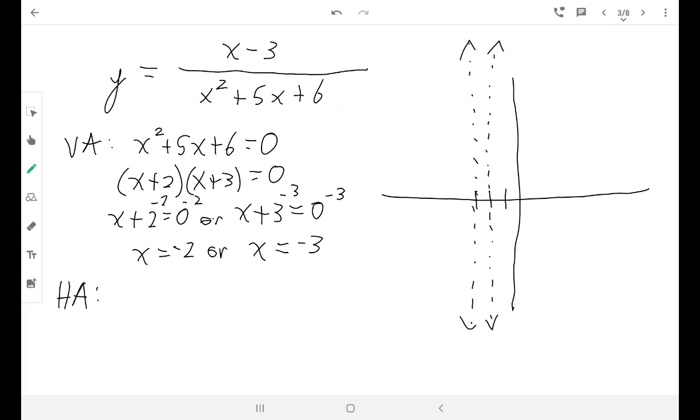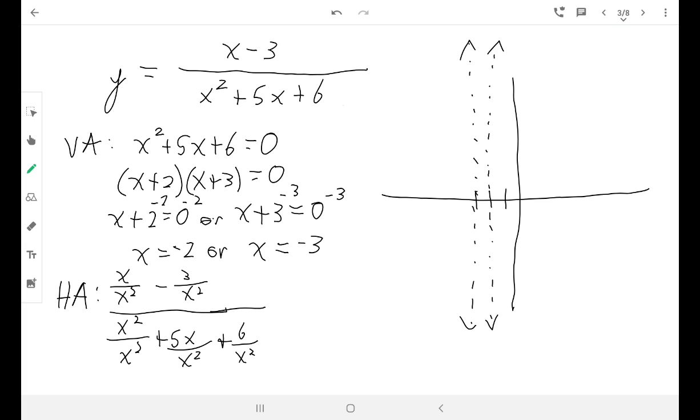To figure out the horizontal asymptotes, you divide everything by the highest power term and look at it again. So the highest power term is x squared, so it'd be x over x squared minus 3 over x squared, over x squared over x squared plus 5x over x squared plus 6 over x squared. And then what you do is you say, okay, what happens as x goes to infinity?